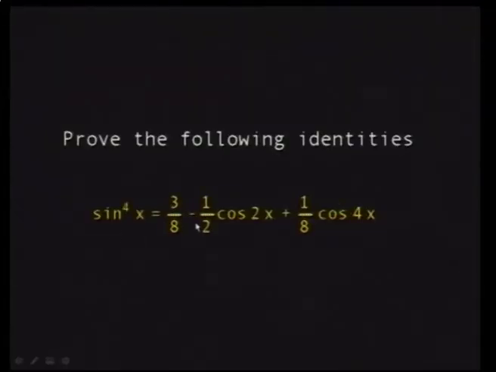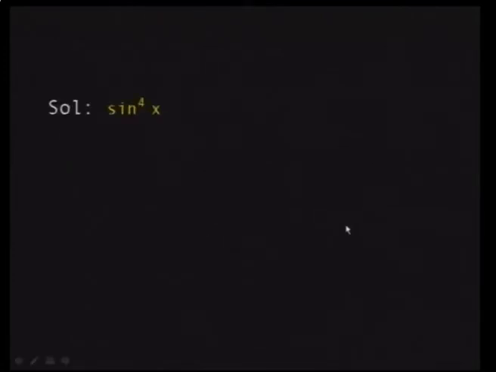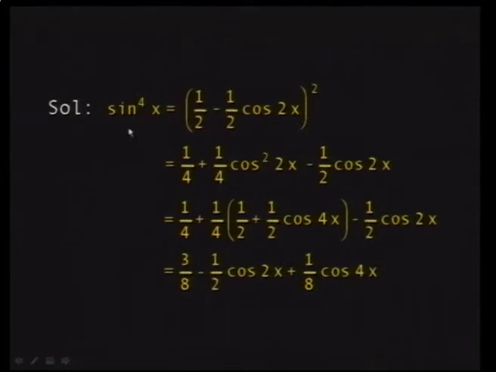For example, if you want to prove that sine to the power 4 is equal to this, it's easy. What you can do is that you start by sine square x, which is equal to the last identity, half minus half cosine 2x. You raise it to the power, and then you substitute here again cosine square 2x by the double angle, and you get your expression at the end.